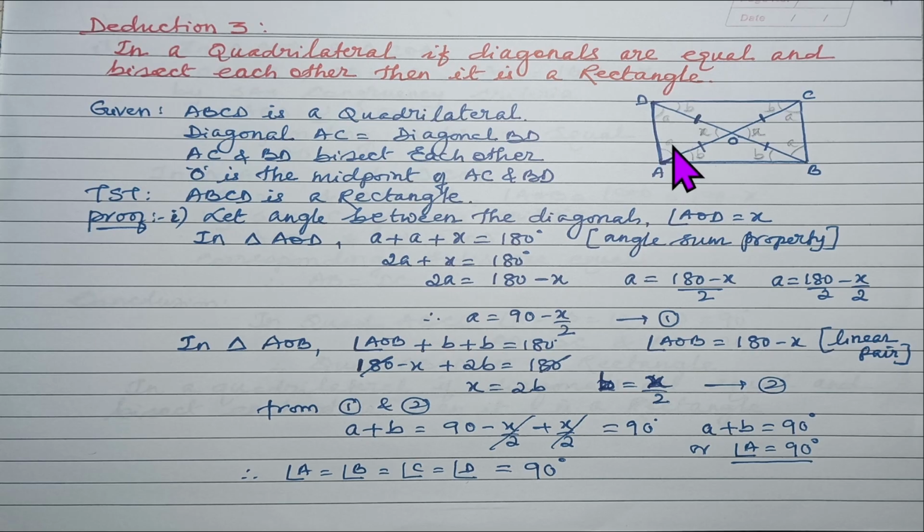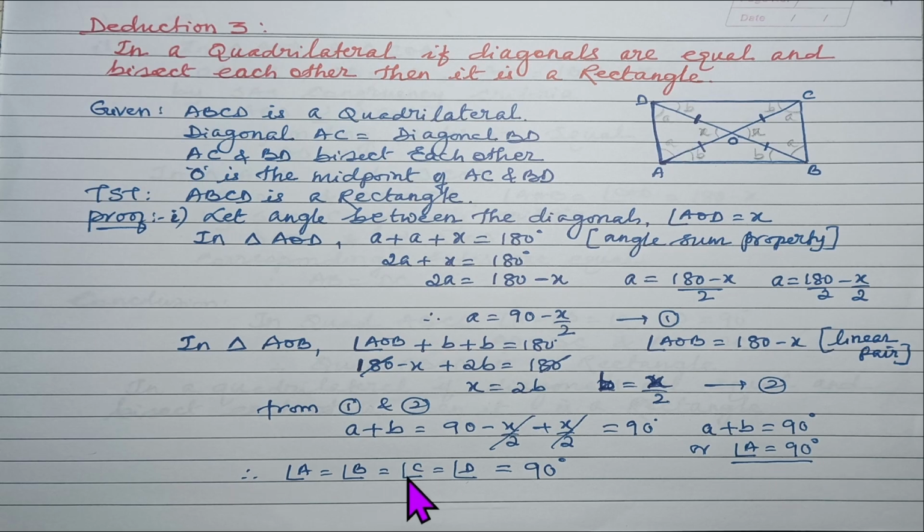Now we already know angle A as 90 minus x by 2, angle B as x upon 2. When we add these two angles, angle A plus angle B, we get 90 degrees. Therefore angle A is equal to 90 degrees. Similarly, if we find the other angles, angle B is 90, angle C is 90, and angle D is 90, because here A plus B is 90 each time. So all angles are equal to 90 degrees.